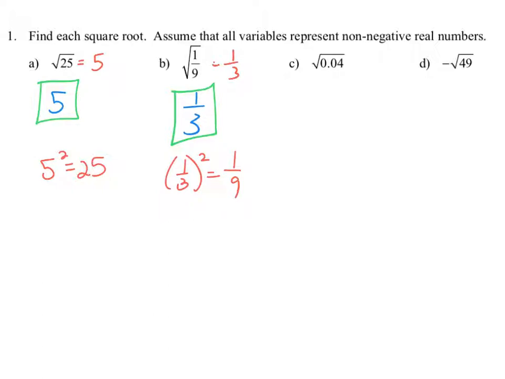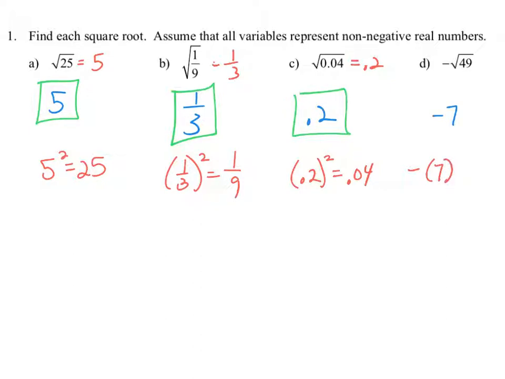The square root of 0.04 is equal to 0.2. And we know that because 0.2 to the second power is 0.04. So the square root of 0.04 is 0.2. 0.2 is our answer. The negative square root of 49 is negative 7. We can check this by taking 7 and raising it to the second power to get 49, and then make it negative. So the negative square root of 49 is negative 7.